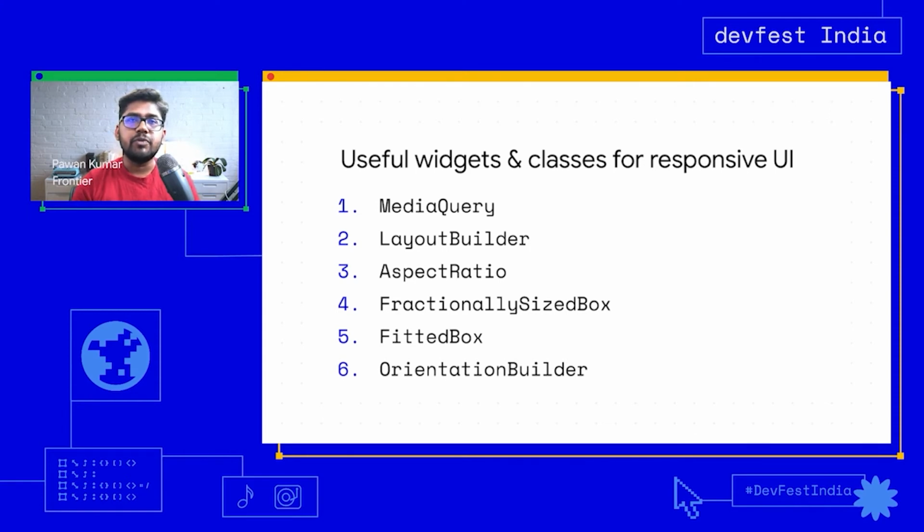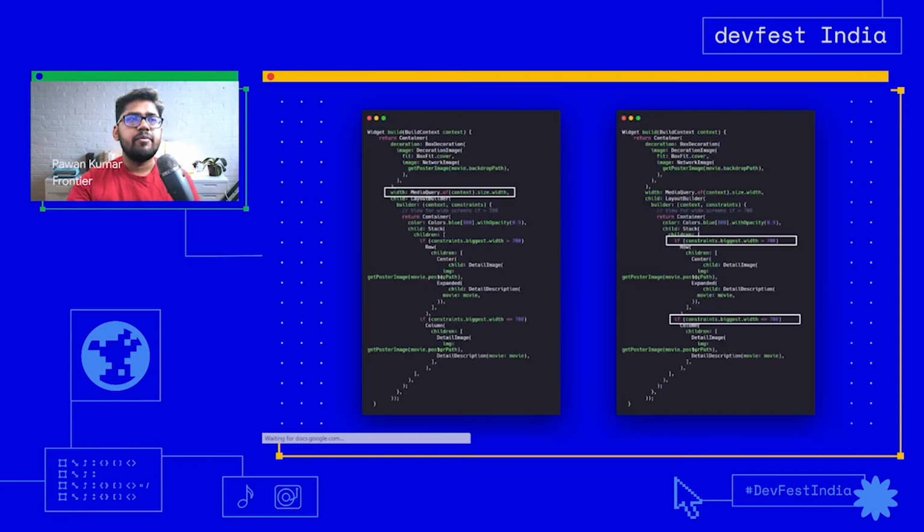Similarly, we can use LayoutBuilder, which can give us all the constraints, and using those constraints we can write some logic. Let's say we have a breakpoint set for a particular device size; we can apply some logic and render widgets accordingly. Similarly, we have AspectRatio, FractionallySizedBox, and a lot of other widgets. We can use all these widgets to make our apps more responsive. If you see this example on the left-hand side, we have this MediaQuery which we are using: MediaQuery.of(context).size.width, by which we can get the width.